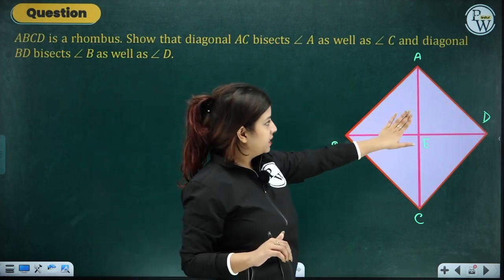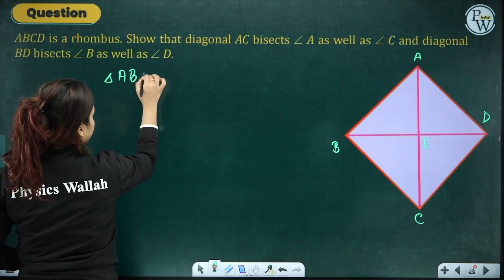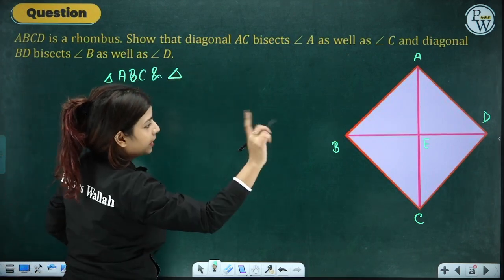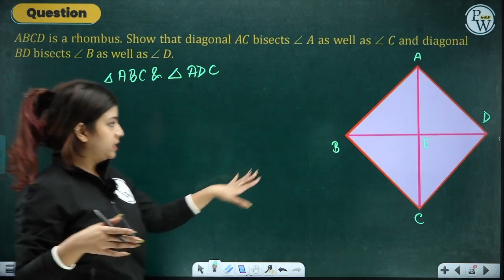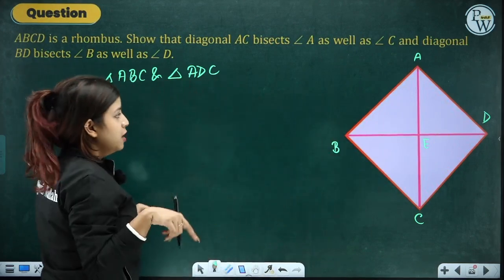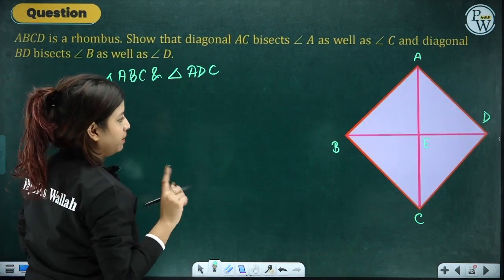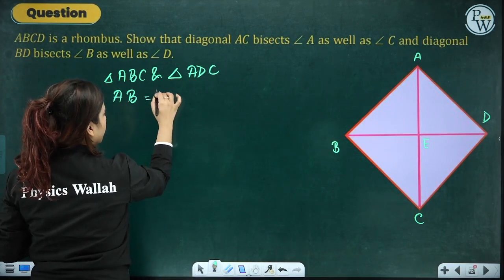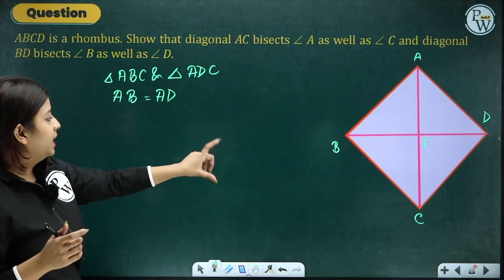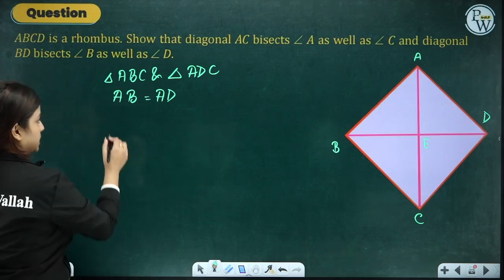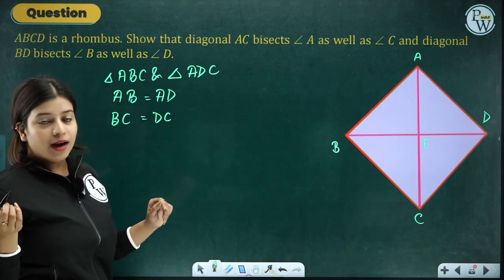First of all, let's take this triangle and this triangle, that is, triangle ABC, students, and triangle ADC, right? How can we prove the congruency in these two triangles? First of all, AB is equal to AD, right? We have taken ABC. What we can say is that AB is equal to AD because we know that all the sides of a rhombus are equal. Then we can say that BC is equal to DC. Again, all the sides of the rhombus are equal.